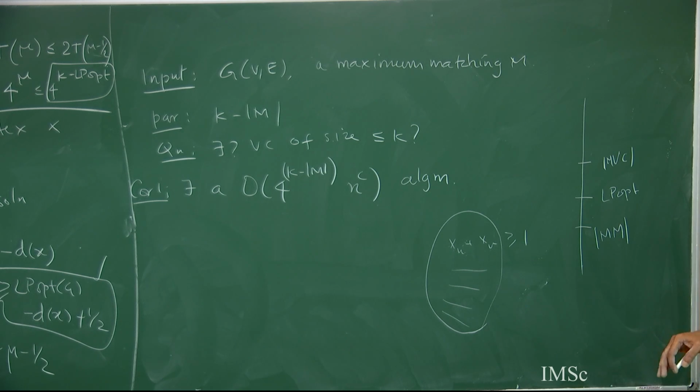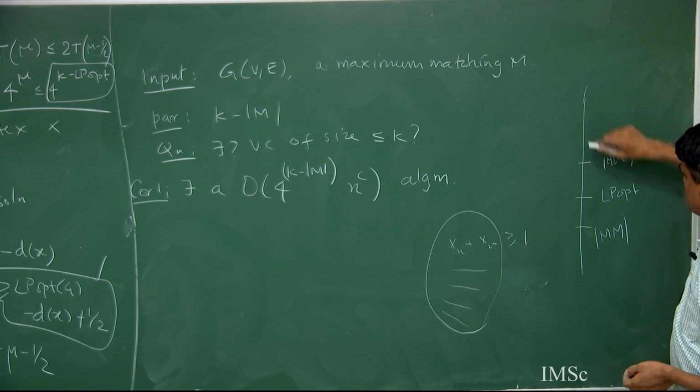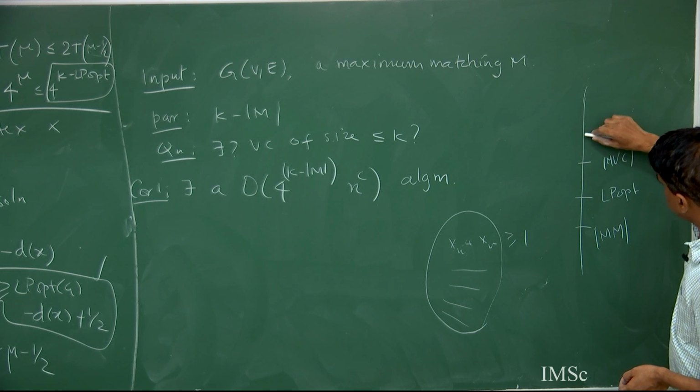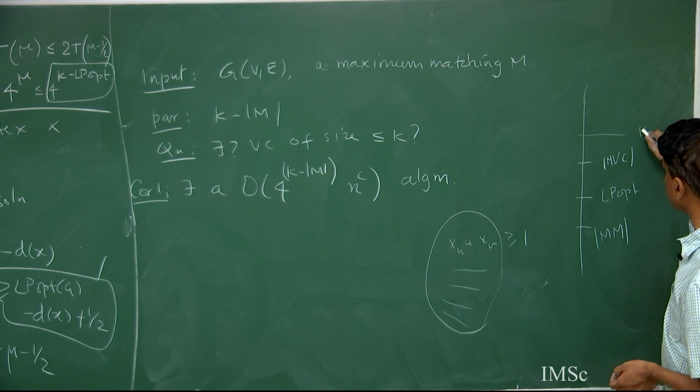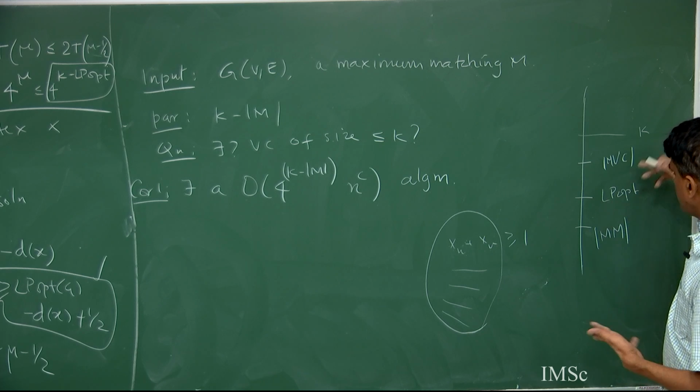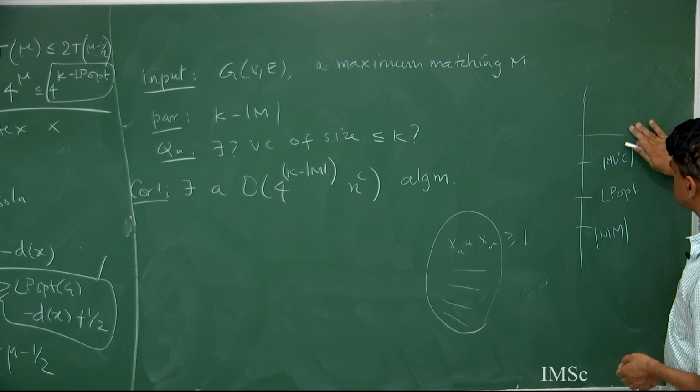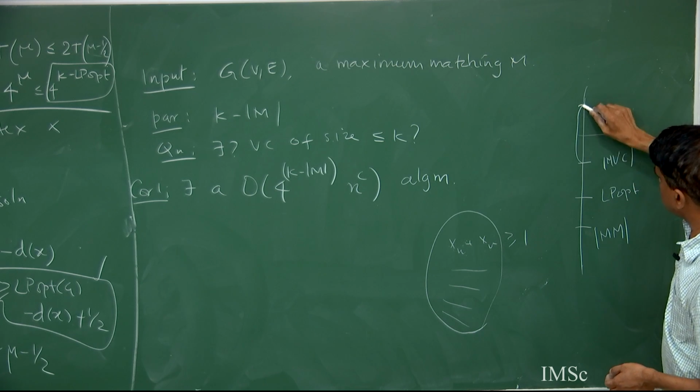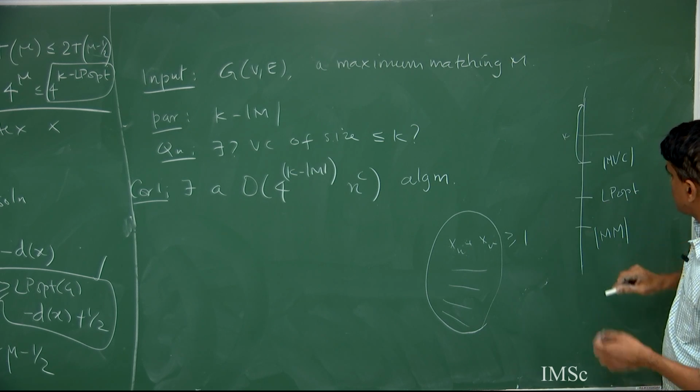Now I was asking, is there a vertex cover of size k? Clearly the k has to be somewhere here, because this is the minimum vertex cover. So that is the k which you are looking for.